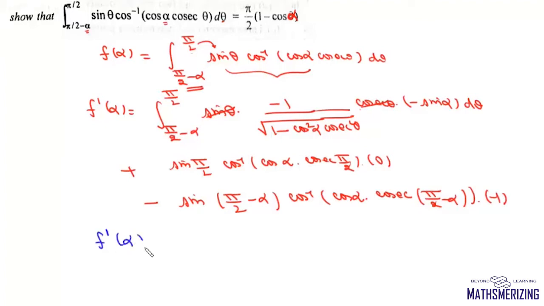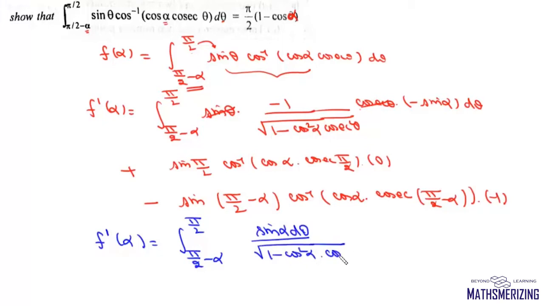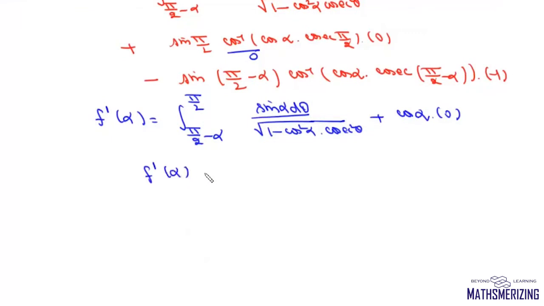So now we can write this f′(α) as the integral from π/2 − α to π/2 of sin α dθ upon under root of 1 − cos² α cosec² θ, and then this one is 0, and here sin(π/2 − α) is cos α, minus and minus is plus, so it will be plus cos α, and then cos α into sec α is 1, and cos⁻¹ 1 is 0. So this is also 0.